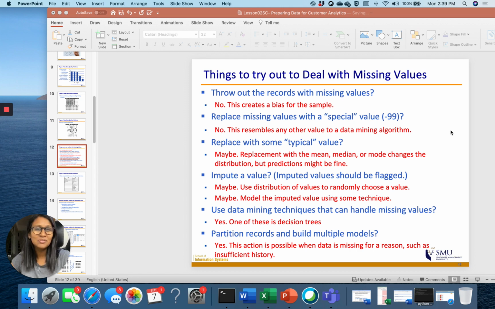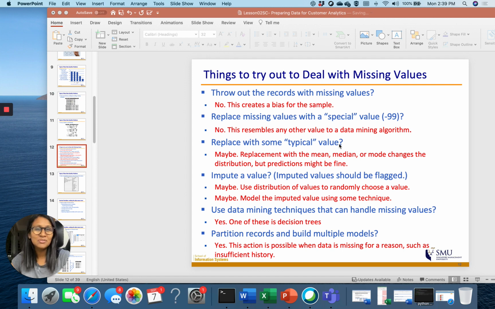I'm going to talk about some of these techniques which you can keep in mind when you encounter missing values. There are some things which you should almost never do, such as throwing out the records with missing values. The other one that you should never do is replacing missing values with a special value. These are things which sometimes people do, but I don't suggest using any of these techniques in thinking about imputing missing values.